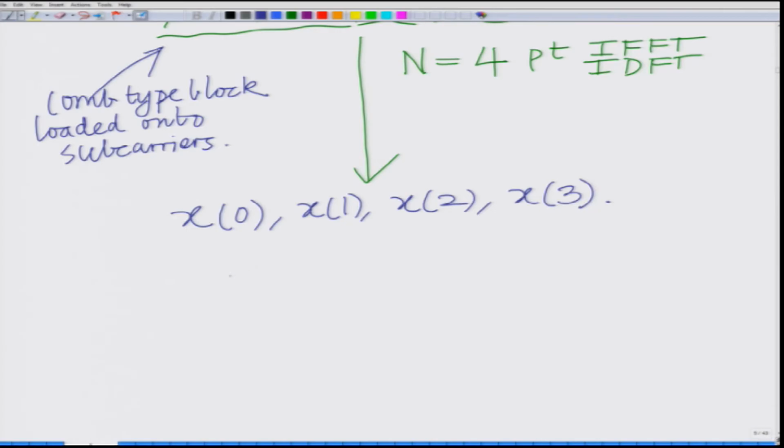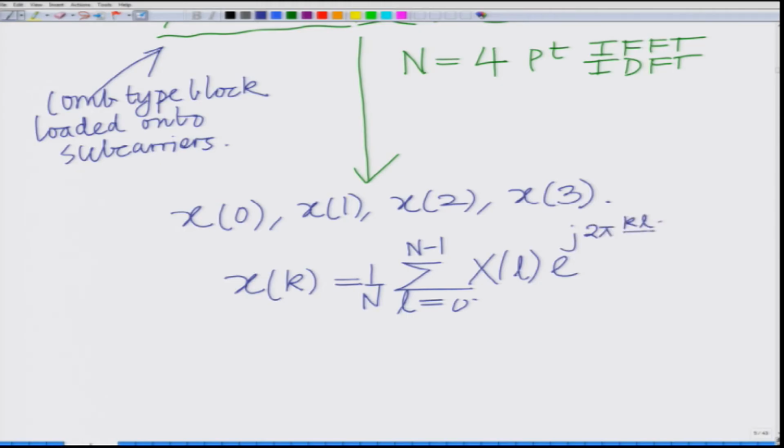These samples x0, x1, x2, x3 are generated by the N point IFFT as x_k equals the sum over l equal to 0 to N minus 1 of 1 over N, X_l e power j 2 pi k l by N. This is your kth sample, something you have seen before. This does not change. The only thing that has changed is that instead of loading pilot symbols onto all the subcarriers, you load pilot symbols onto a few subcarriers and information symbols onto the rest, and with this comb type block you take the N equal to 4 point IFFT to generate the time domain samples.